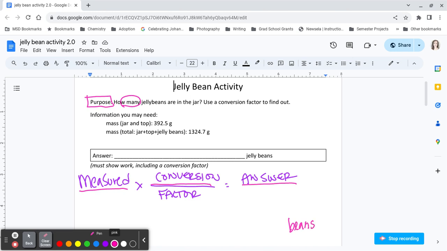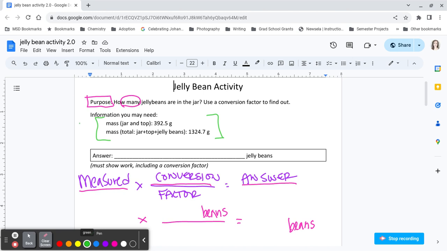Now, in dimensional analysis, remember that we're trying to get rid of all of our units except the one we want to end in, which for us is beans. And so this unit automatically goes on the top of our conversion factor. And the trick is we want to figure out what the other units are going to be in. So we want to look and see what kind of measured information we have about jelly beans. And you can see up here that we have some measured information.